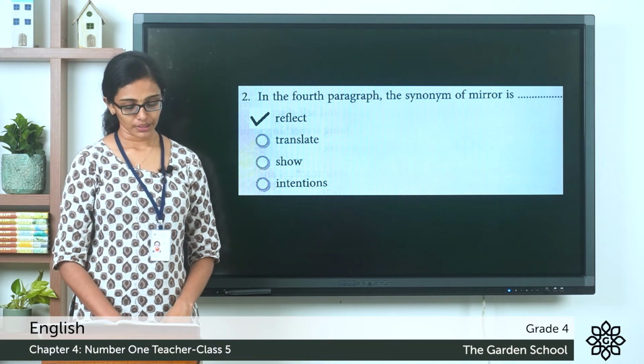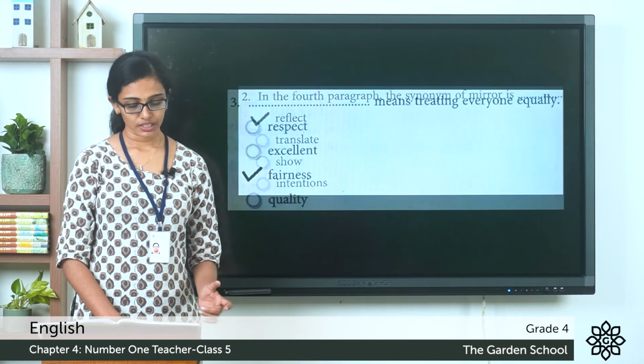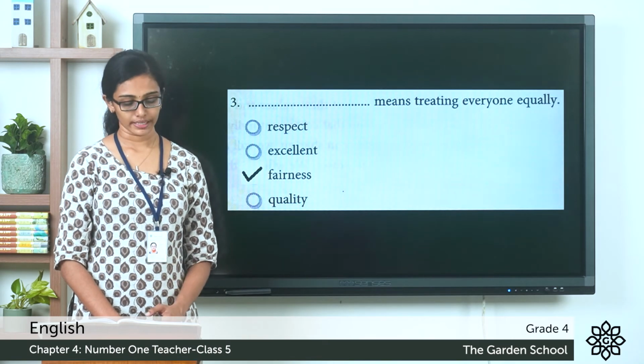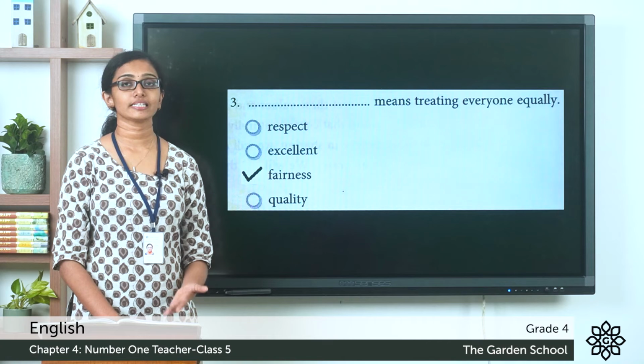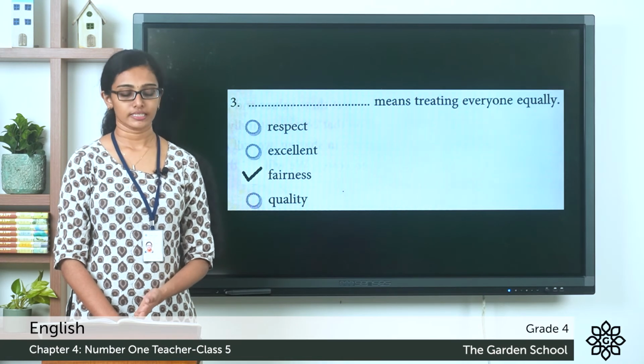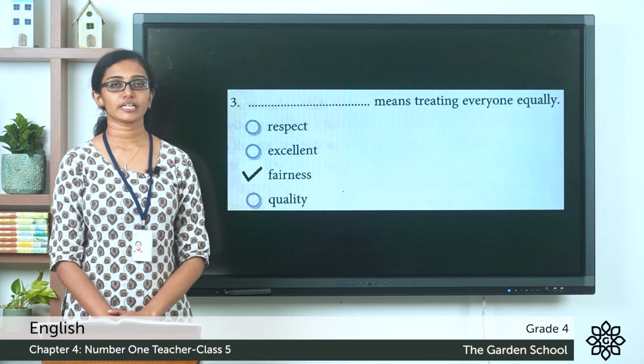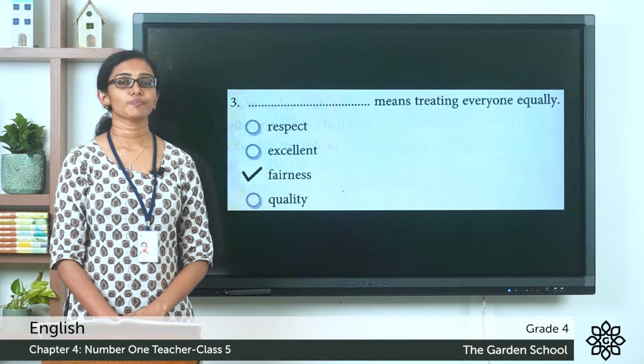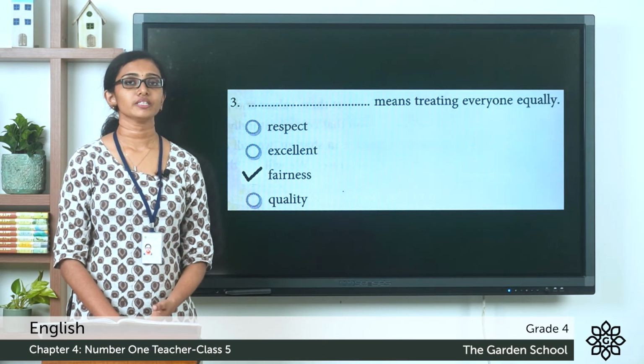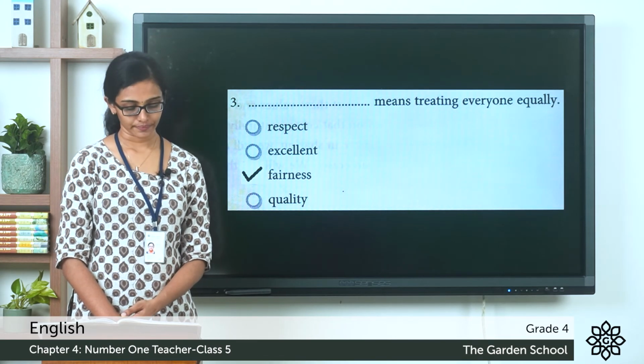Clear? Now question 3. Dash means treating everyone equally. Is it respect, excellence, fairness or quality? Which is the correct one? Fairness means treating everyone equally. You should be fair to everyone. That means you should treat everyone equally.